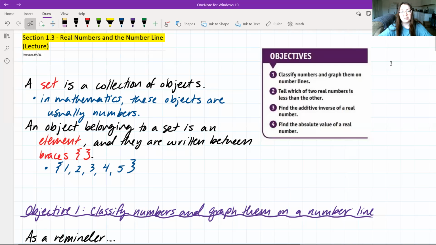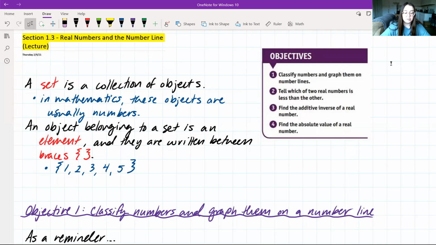Hello everyone. Today we'll be going over section 1.3, which is going to be about real numbers and the number line. We have 4 objectives for this section. Our first objective being that we want to classify numbers and graph them on number lines. Objective 2 tells us to tell which of 2 real numbers is less than the other. Objective 3, find the additive inverse of a real number. And objective 4 is find the absolute value of a real number.